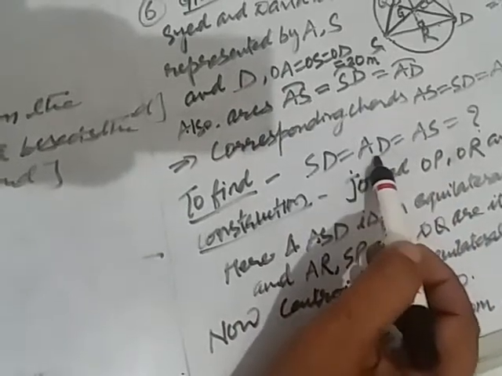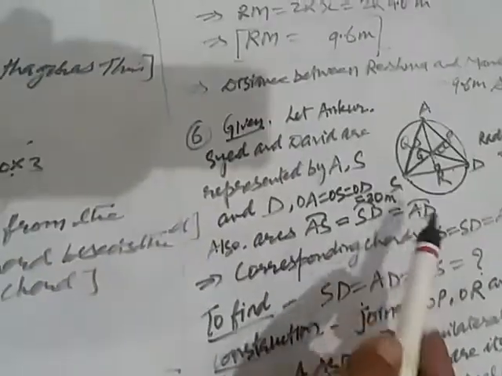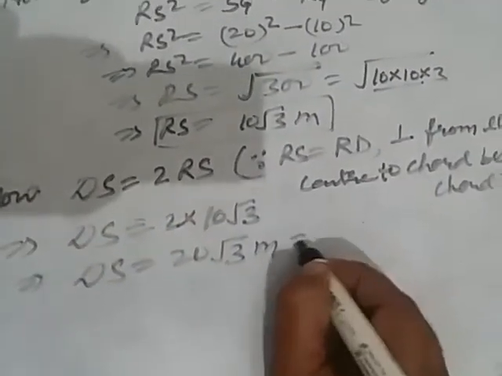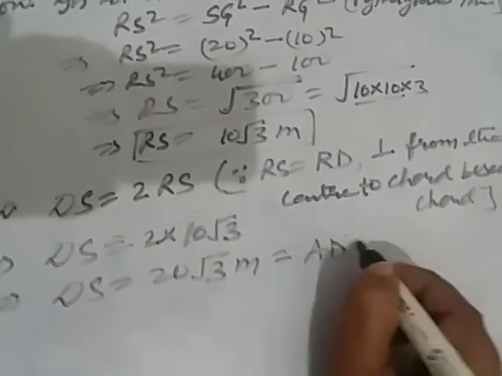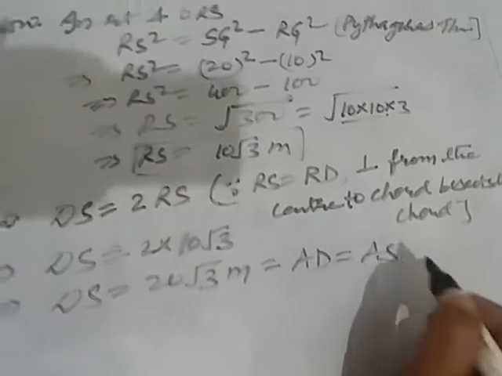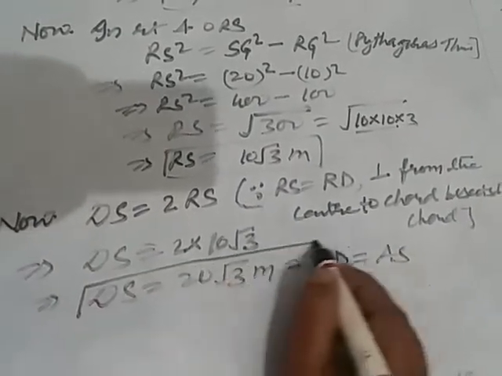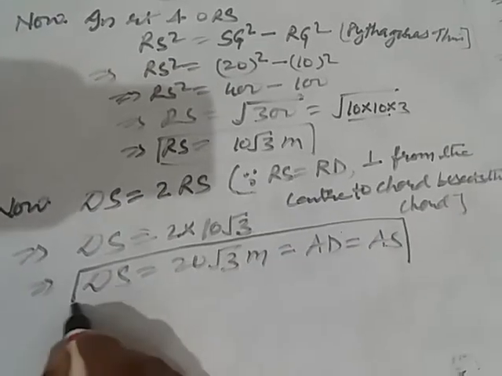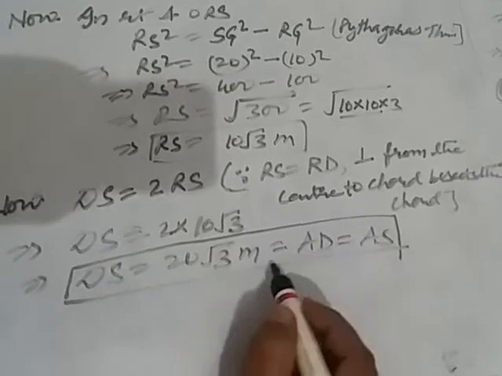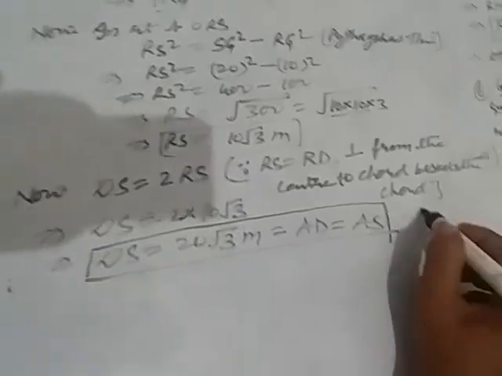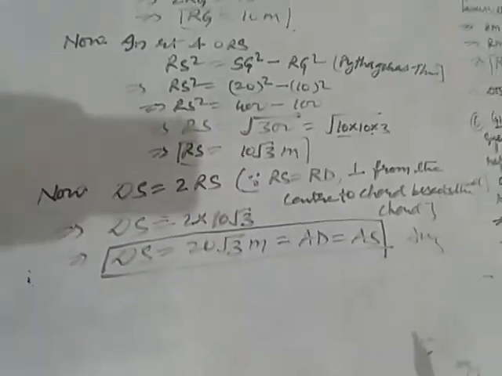And DS equals what, children? DS equals AD equals AS, because the triangle is equilateral. So DS equals 20 root 3 meter equals AD equals AS. Clear children? So this is your answer, that is DS equals 20 root 3 meter equals AD and AS. Note it down children.